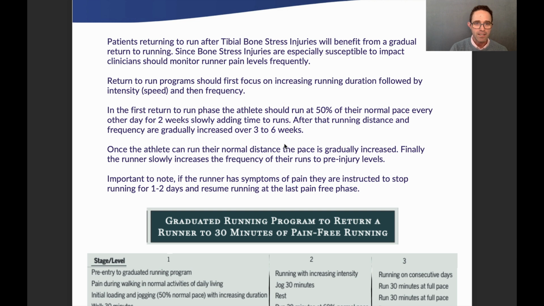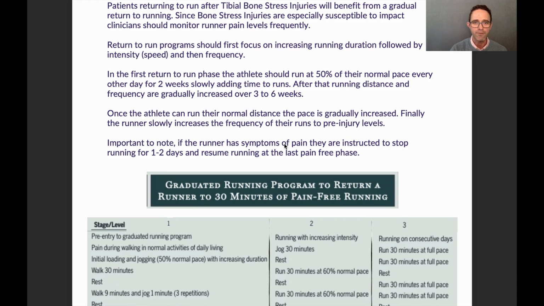Now, we want to be very careful here. Bone stress injuries are notorious for recurrence rates and are susceptible to impact. So we want to make sure clinicians can monitor runner pain levels quite frequently. We also want to empower runners to be able to make return to run decisions effectively. So first, you should focus on increasing running duration, followed by intensity or speed, and then frequency.